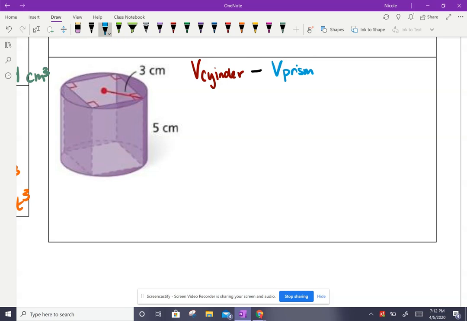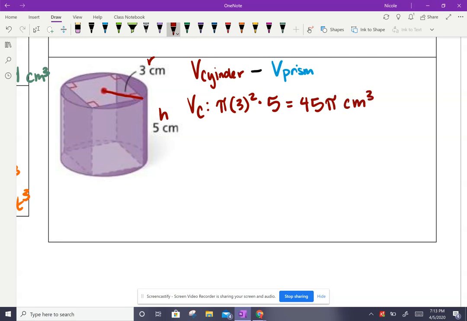The bases are squares. And so to start things off, with the cylinder, we're going to take the area of the base. We have a radius of 3. This goes all the way to the edge of the circle. So that's our radius. So pi radius squared times the height of our cylinder, which is 5. 3 squared is 9. 9 times 5 is 45. So the volume of our cylinder is 45 pi cubic centimeters.